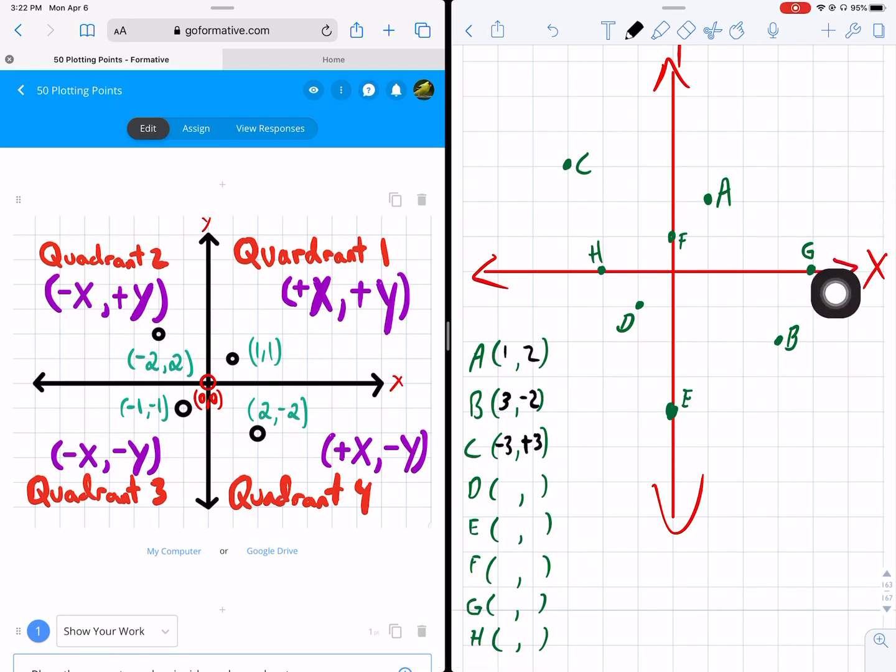Find D, start at 0, count negative 1, negative 1. We're going to the left and then down. Both are going to be negative.